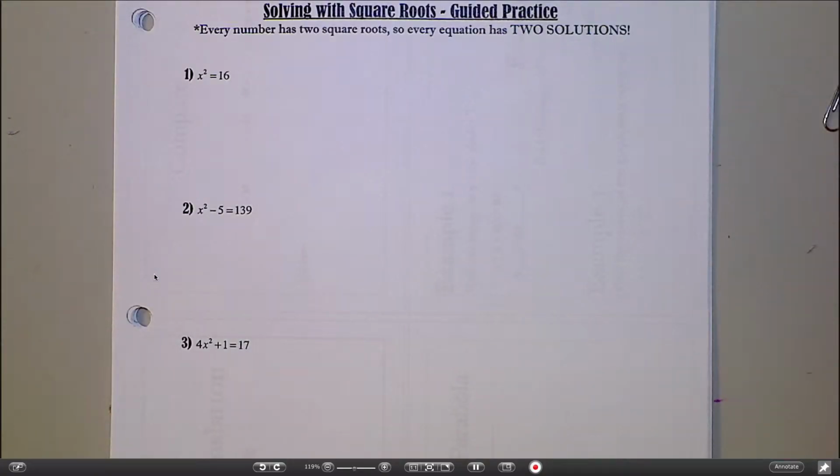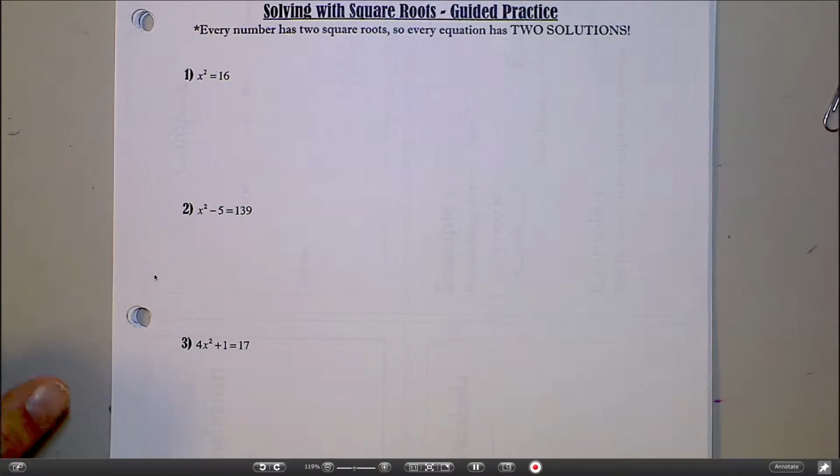Okay, let's go. Solving with square roots. This should not be too super difficult, but there is something you are going to forget because your calculator doesn't do it for you, and you have to remember it.